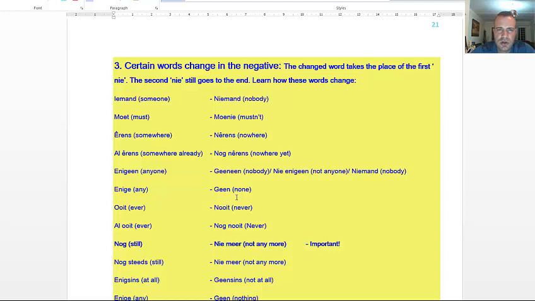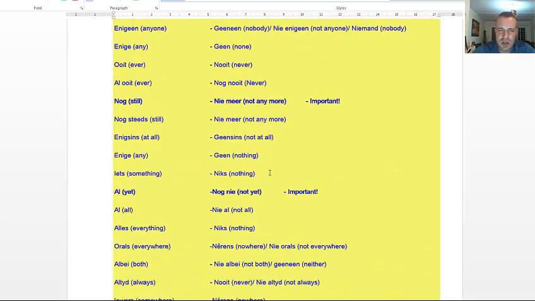Rule number 3, okay, so yeah, it gets even trickier. Sometimes you get these words that change in the negative, and you get them in English as well. For example, iemand, someone, will change to no one or nobody. Iemand changes to niemand. So now think of it like this. This word changes, but built into that word is the first nie. You're still going to have your second nie later on in the sentence. So instead of having two nies, you're going to have this word that changes, and then you're still going to have your other nie at the end. That's it. Okay. How do you know which words change? You learn them.